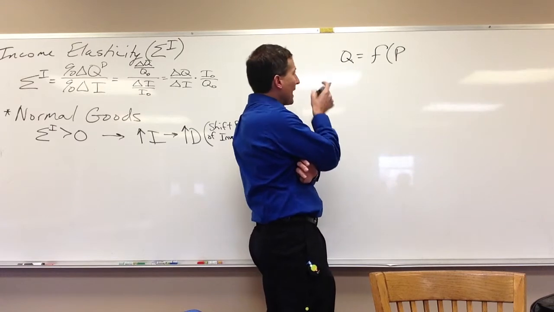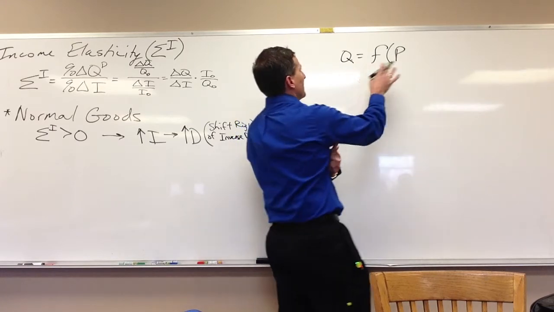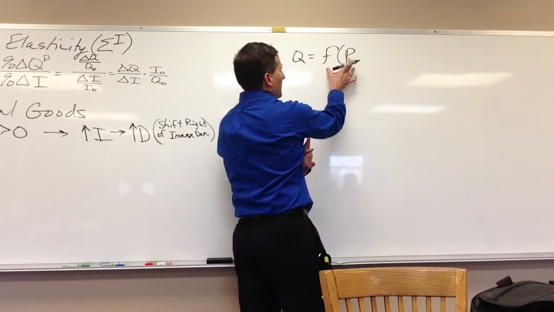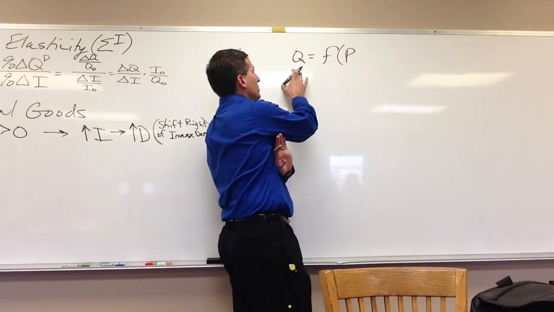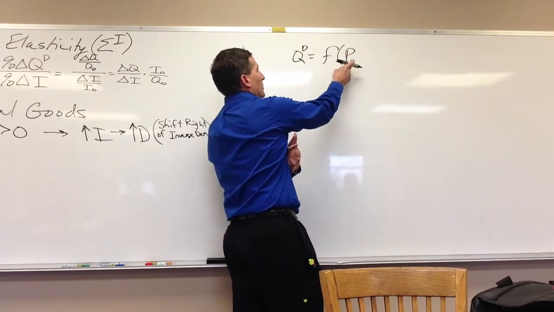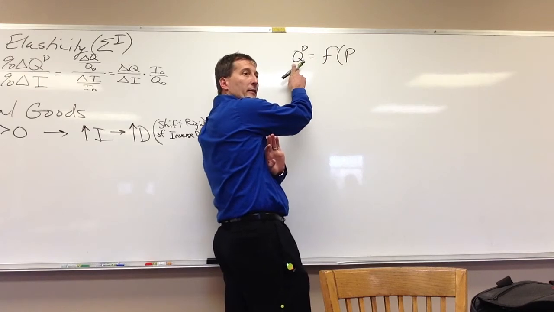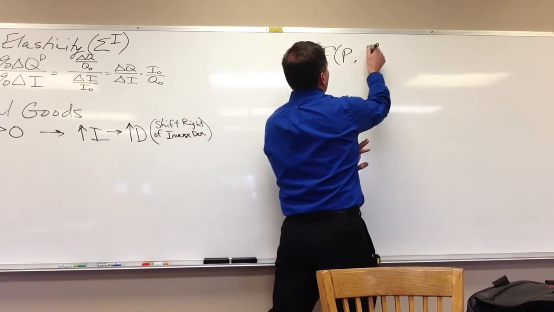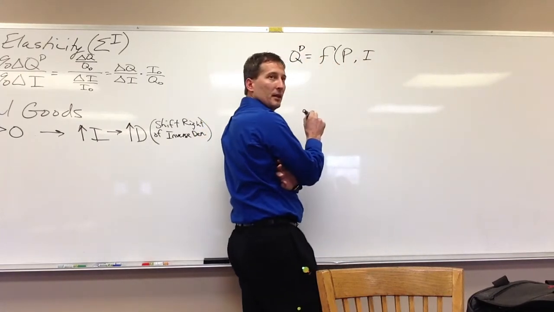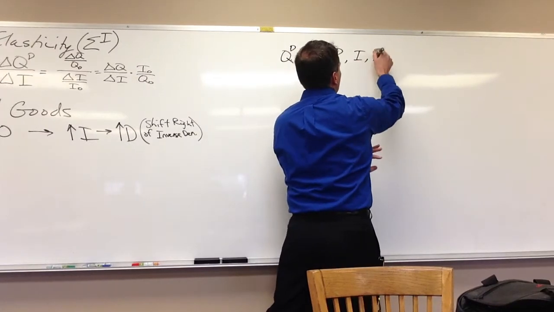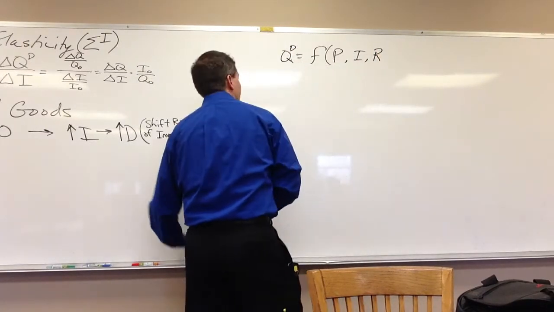Now, I'm going to add on to this a little bit today, but there's other things that go into that decision. Price of that good is one of them, but so is your income. So is the price of related goods.